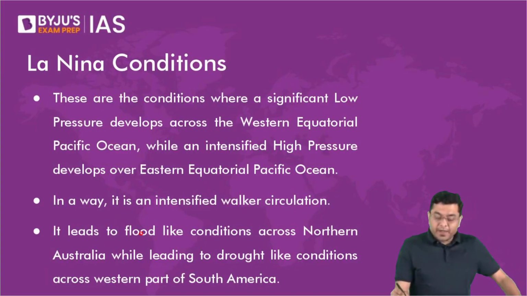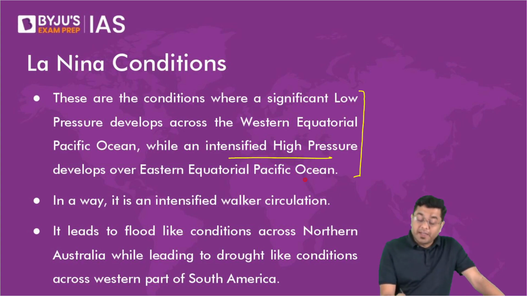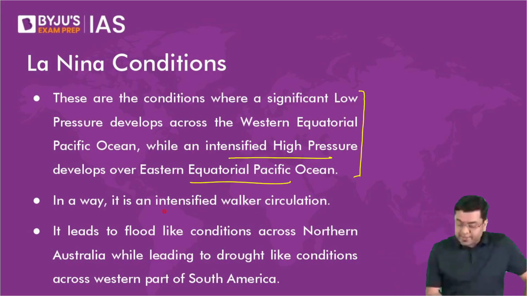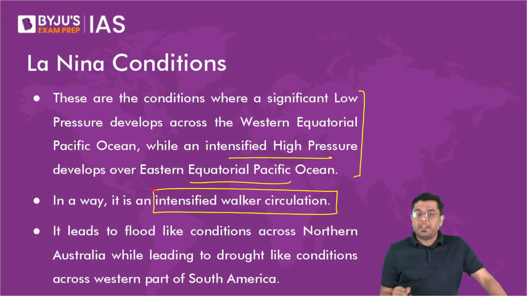So La Nina conditions are the conditions where a significant low pressure develops over the western equatorial Pacific Ocean, while an intensified high pressure develops over the eastern equatorial Pacific Ocean. In a way, it is nothing but an intensified Walker circulation that we achieve.